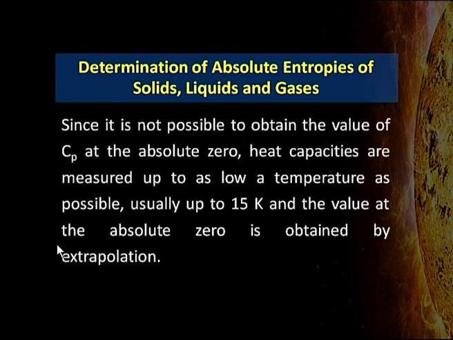Since it is not possible to obtain the value of Cp at the absolute 0, heat capacities are measured down to as low a temperature as possible, usually up to 15 Kelvin, and the value at the absolute 0 is obtained by extrapolation. This method therefore consists in determining heat capacities of the substance under examination at temperatures varying from approximately 15 Kelvin to the required temperature T.